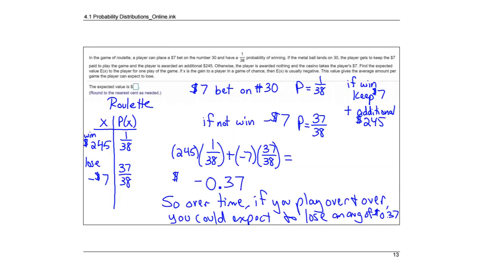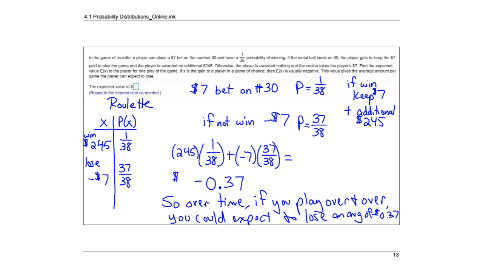All right, let's do one more expected value. So in a game of roulette, a player can place a $7 bet on the number 30 and have a 1 in 38 probability of winning. Okay. If the metal ball lands on 30, the player gets to keep their $7 and get an additional $245. So we don't have to subtract like we did with that other problem with the raffle. Otherwise, the player is awarded nothing and the casino takes the player's $7.